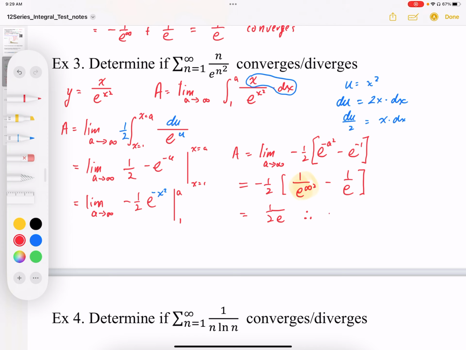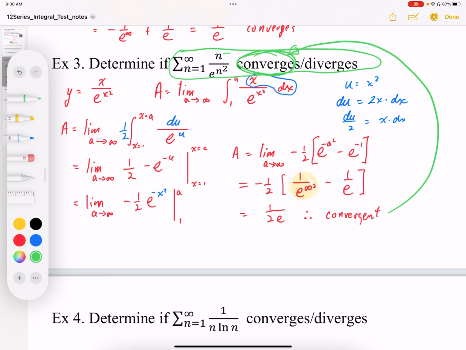So this is a finite value, so then we say it's convergent. And because it's convergent, we're going to say then that the series is convergent as well. Since the integral converges, we know that the similar series must converge. So there is our conclusion based on the finite value of that area.